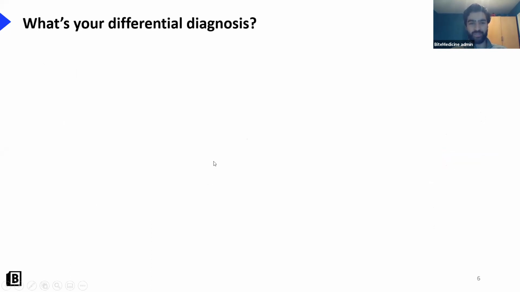Very good. So you're in A&E, you're going to present your case to your consultant, and he or she is going to turn to you and ask, what is your differential diagnosis? And this is when you need to know how to formulate a differential and how to come to a diagnosis.